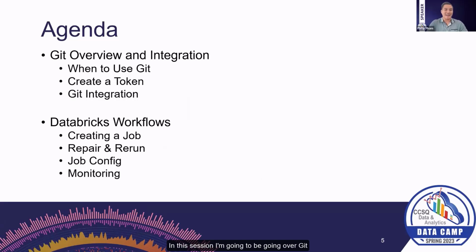In this session, I'm going to be going over GitHub, providing an overview of that and how it integrates into Databricks. Some areas that I'm going to be talking about: first, an overview of what GitHub is; when it would be relevant to use it in your Databricks workflows; how to create a GitHub token; and finally, integrating GitHub into Databricks and leveraging all of the features in Databricks for your Git flows to create branches, pull requests, merging them, and updating them within the platform.